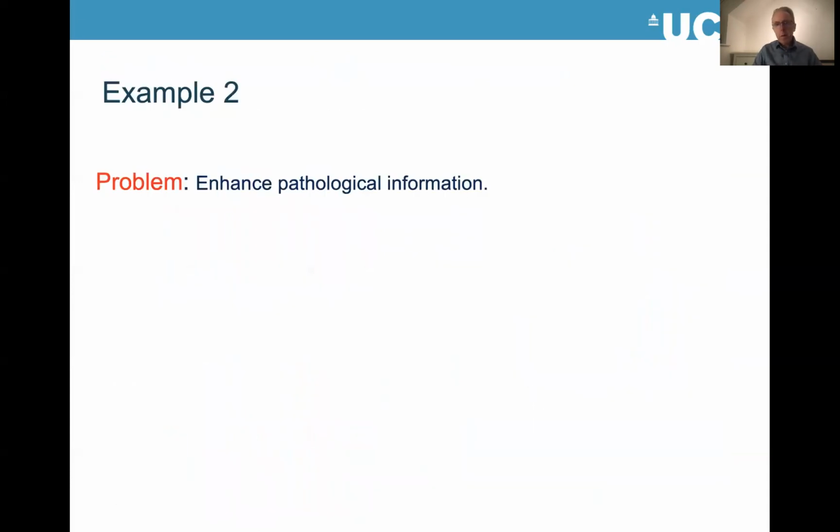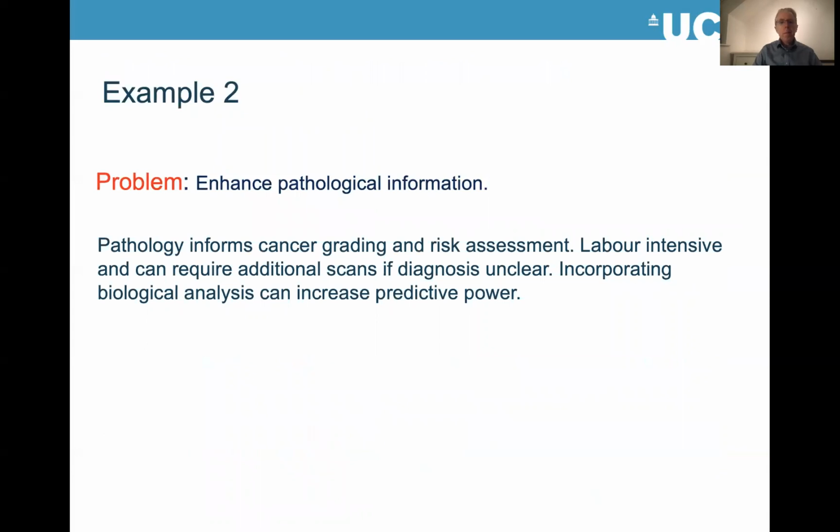A second example refers to pathology and what we can do to improve pathological information. As many will know, pathology informs cancer grading and risk assessment. It is labour intensive and can sometimes, if information is unclear, require additional scans or additional staining. We also have the potential, as much of the literature recently is showing, of incorporating biological analyses to improve diagnostic and predictive capability, for example, genomics.